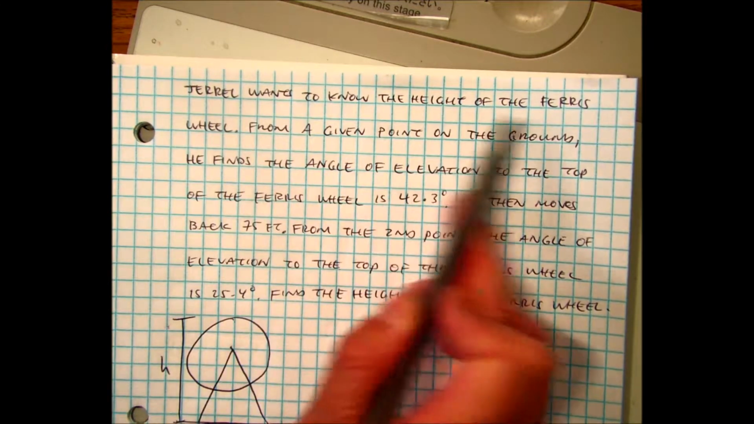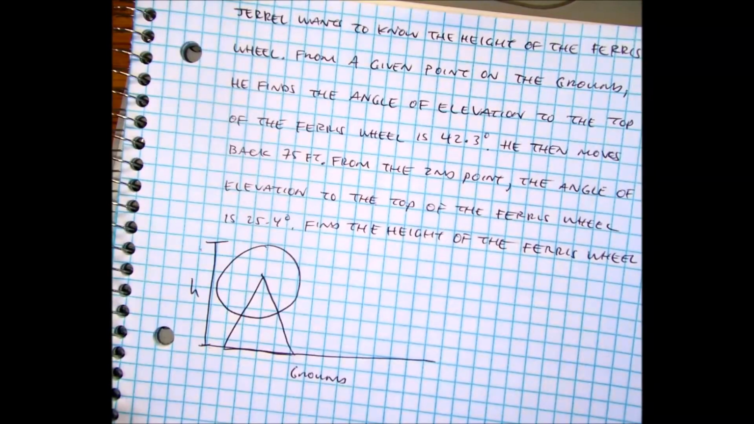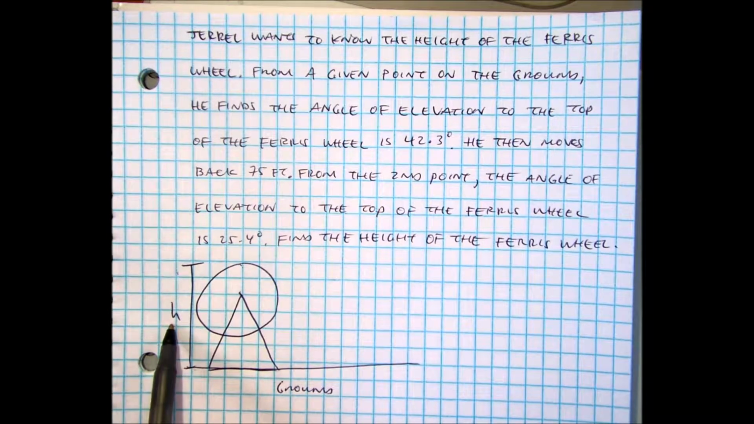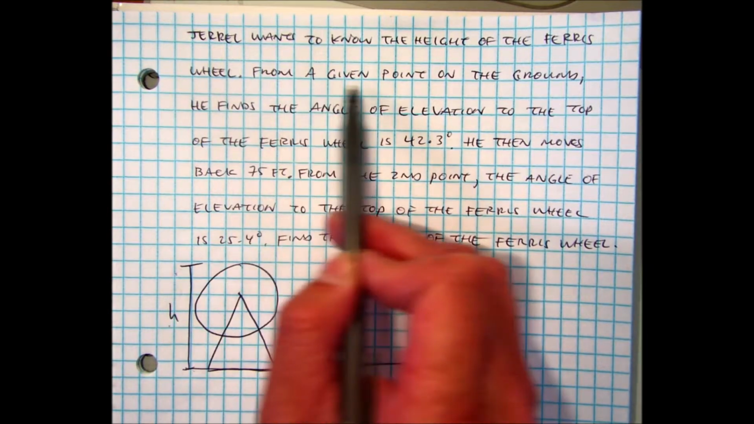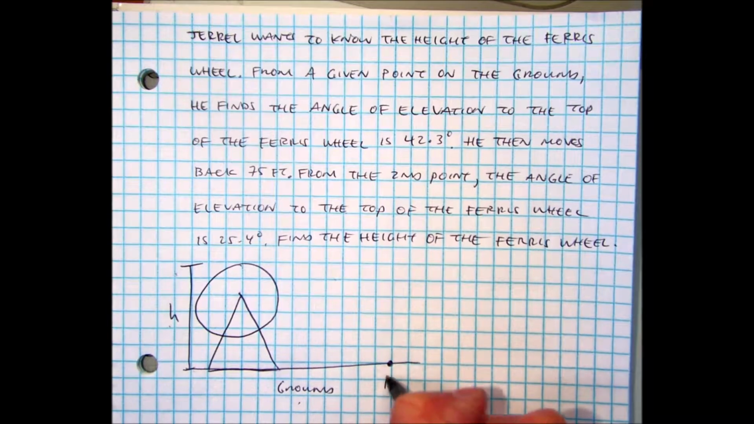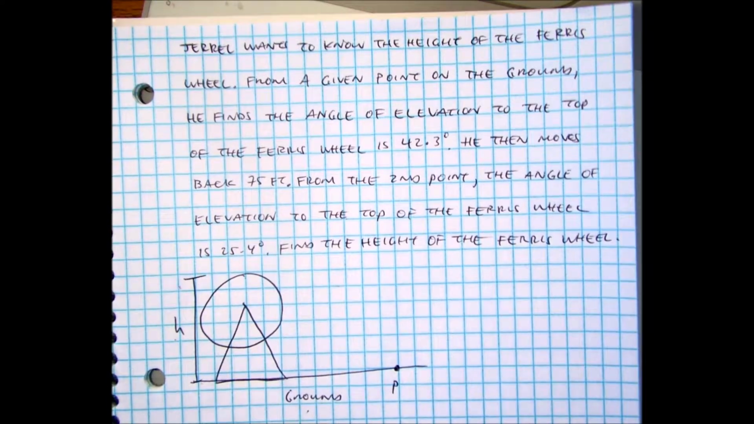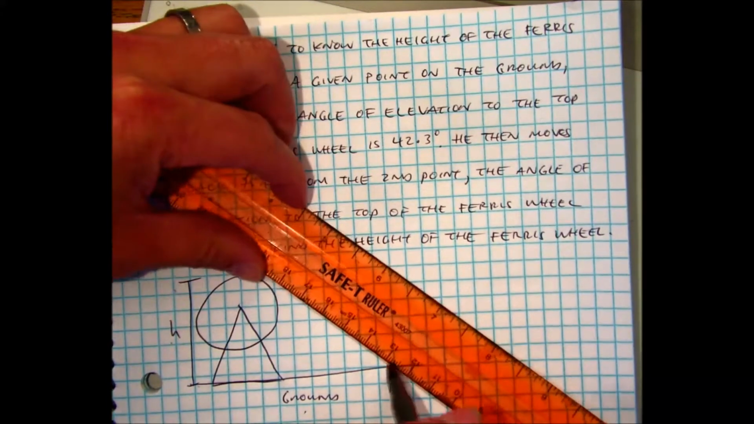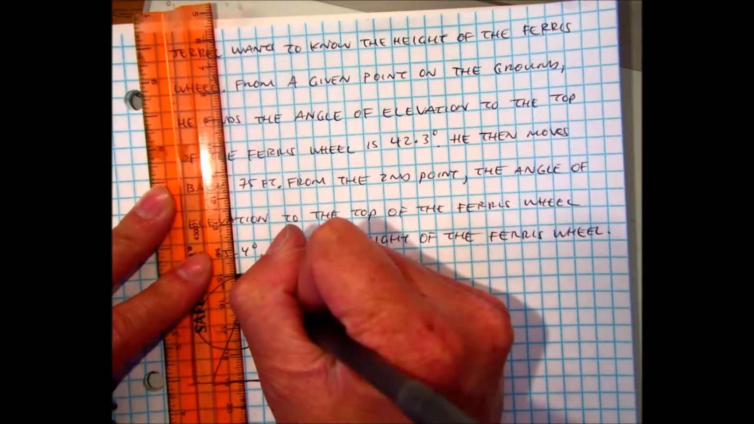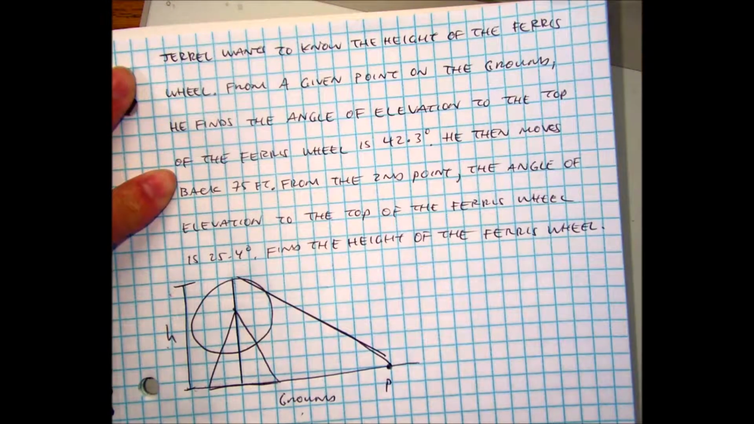So Jarrell wants to know the height of the Ferris wheel. Here's my Ferris wheel. He wants to know the height, so I label that h. And then from a given point on the ground, I've actually labeled where the ground is, and from a given point, you can call that p if you want to. He finds the angle of elevation to the top. So to the top there. The angle of elevation is 42.3 degrees.